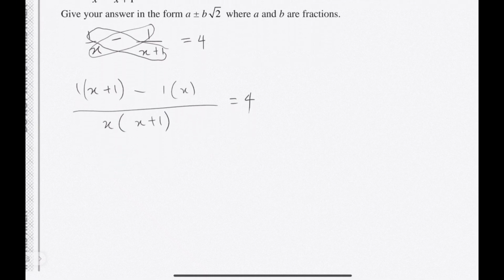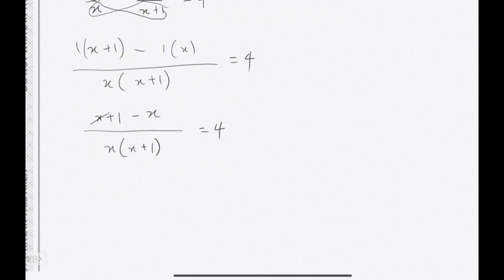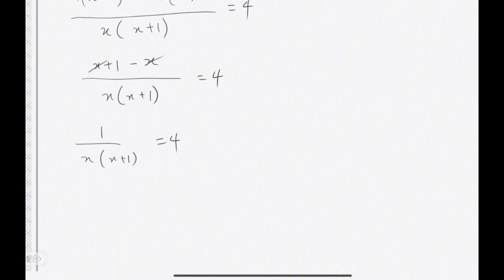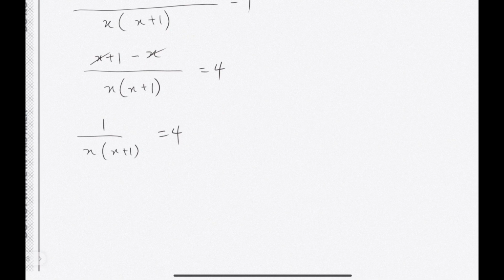So if I open the bracket, I have x plus 1 minus 1 times x, which is minus x, divided by x bracket x plus 1 equals 4. So x minus x cancel each other out. So I have 1 over x bracket x plus 1 equals 4. So next we cross multiply. So this is 4 over 1. So that will be 1 times 1 equals 4x bracket x plus 1.